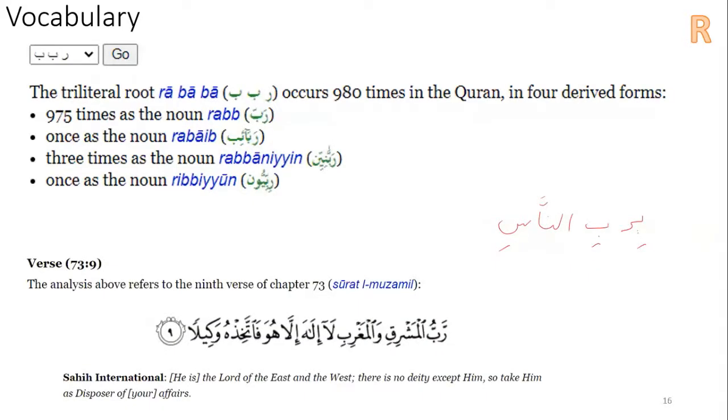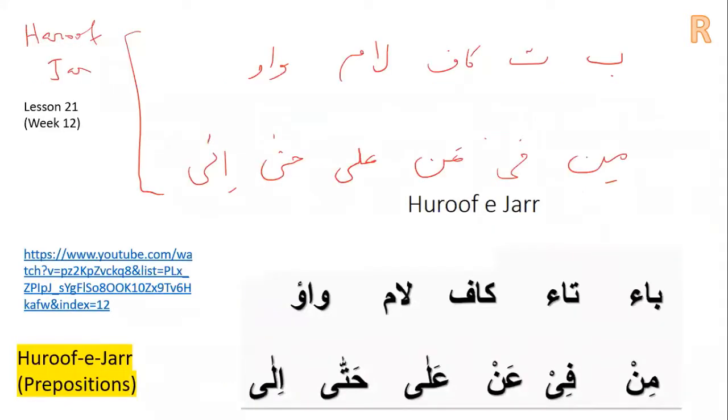The next was bi rabbin nas. So here we spoke about three components to this. B was the preposition, which had an impact of making the next noun into jar form, or majroor as you may call it. And then you have a murakkab over here, which was a murakkab izafi, and we looked at both the different prepositions, or huruf-e-jar.